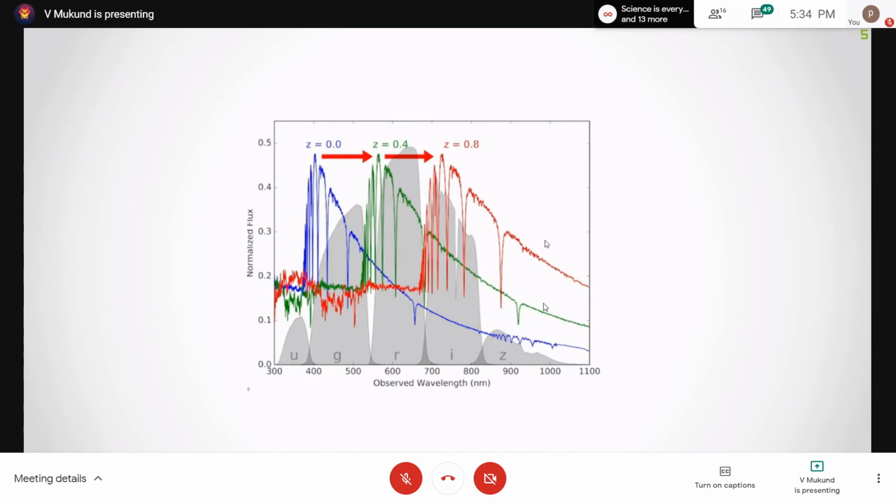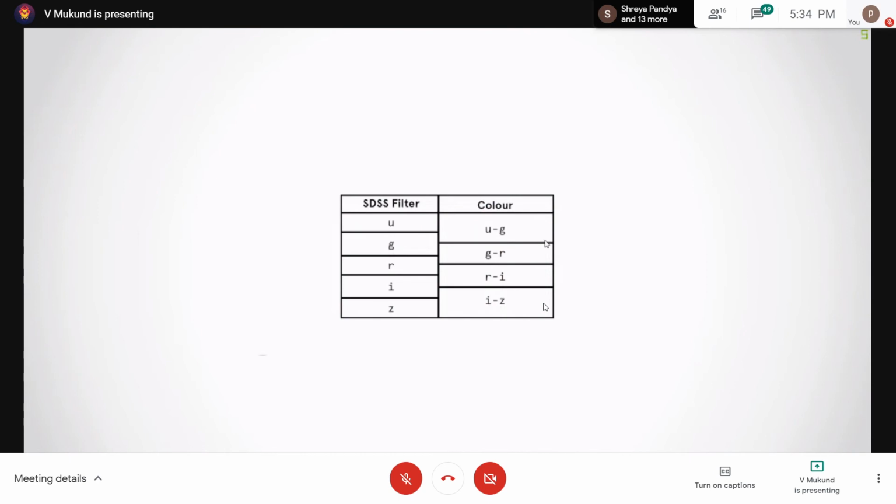So what is the main factor that is required to understand the redshift? Obviously, we do it using color indices. These are the filters that we use: U, G, R, I, and Z. And the color is nothing but the difference between two consecutive filters. So U minus G, G minus R, R minus I, and I minus Z are the different colors that are being observed at different wavelengths.